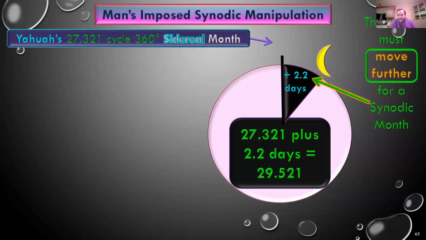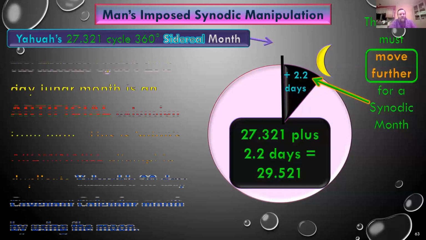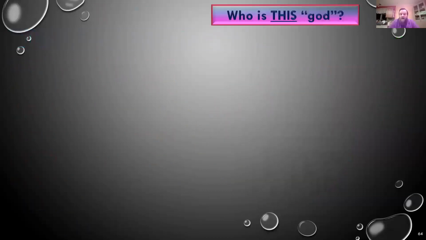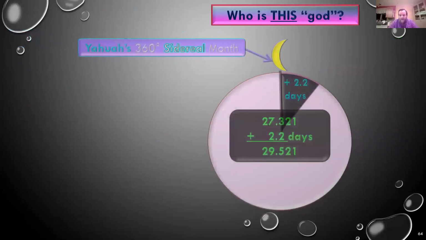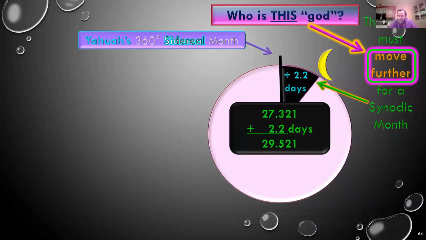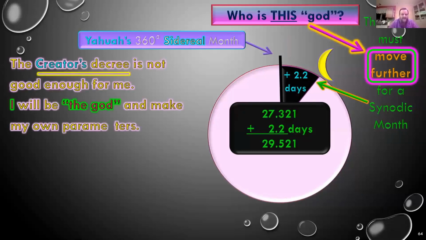It is a contamination of Yahuwah's 360 degree cycle. The Metonic cycle's 29.5 day lunar month is an artificial extension from man. This is Satan's abominable attempt to duplicate Yahuwah's 30-day covenant calendar month by using the moon. Who is this God? Who is the God that moves the moon, or that declares the moon must move 2.2 more days to create a month? The moon must move further for man's synodic month. Who is this God? What did he say?